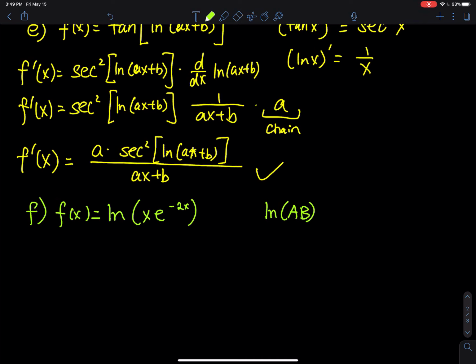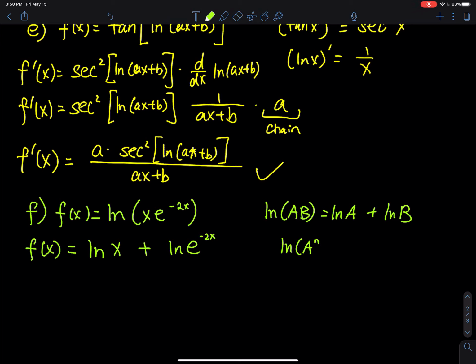Product rule is not derivative. Product rule of common logarithm. That is equals to ln a plus ln b. So I can split this up into two ln's: ln x plus ln e to the negative 2x. And then you have a power rule of ln. Let's say a, you raise that to the nth power. You can bring the n down in front of the ln. And then you also have ln e equals 1.